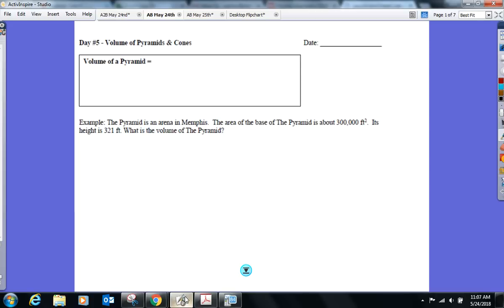Volume of a pyramid. Also, I don't know if I mentioned this because I think I handed everyone formula sheets. You also have a formula sheet in your packet. It's towards the end. All right, so if you want to take a look right now, take a look at volume of a pyramid, and what are we looking at?